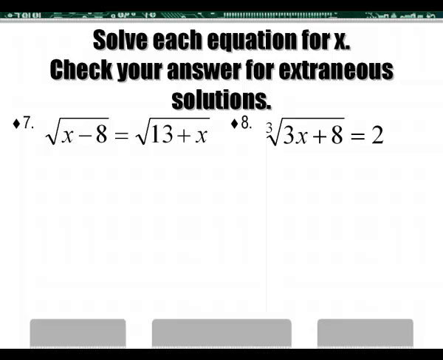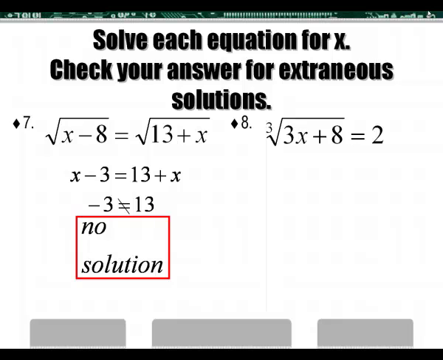On number 7, you're going to get rid of the square root on both sides by squaring both sides. You're left with x minus 8 on the left and 13 plus x on the right. Should say x minus 8. I don't know why I have x minus 3 here. That's a typo. Cancel out the x on both sides of the equation, and you have -8. Again, that's a typo. It should be -8 equals 13. They are not equal, and so therefore we have no solution. The x is canceled out on the left and the right side, and we are left with no solution.